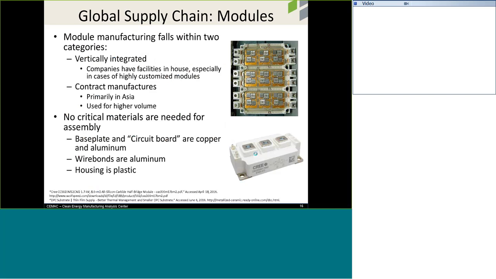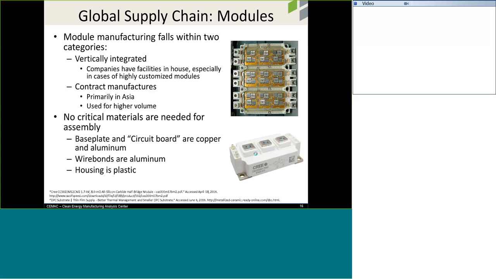As I described, one of the things that CEMAC does is look at the material in a component to understand if there is anything that will limit its widespread adoption. And so for power modules, we found that basically there are no rare materials that would hinder it from being widely scaled. Base plate and the circuit board are copper and aluminum, the wire bonds are aluminum, the housing is plastic, and so all readily available materials.